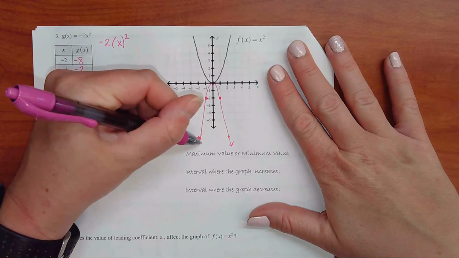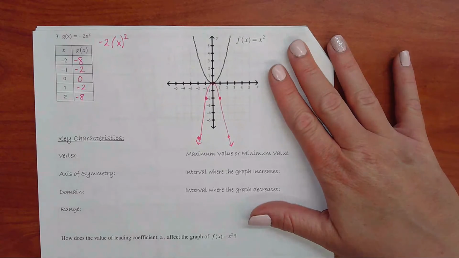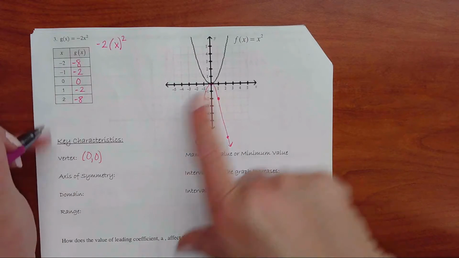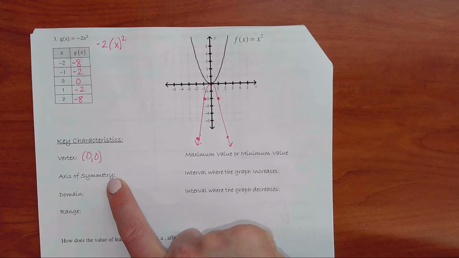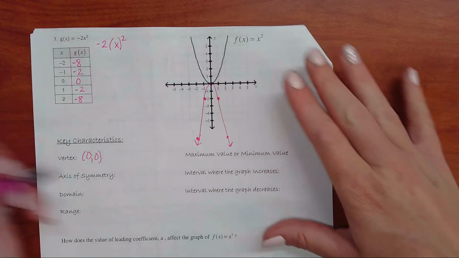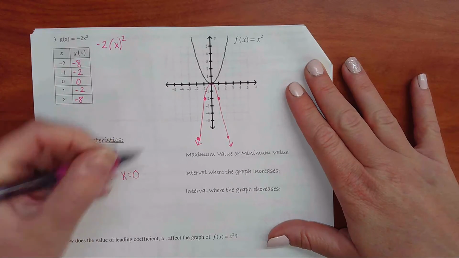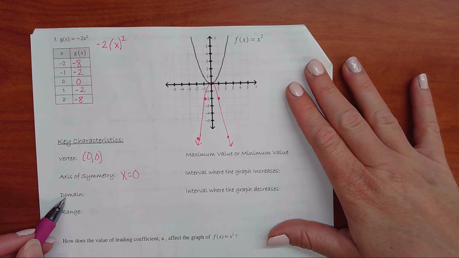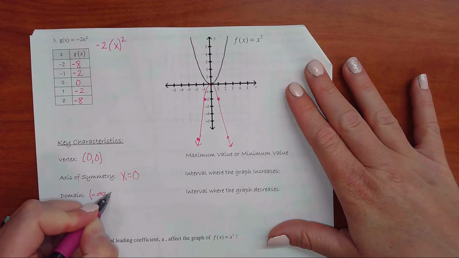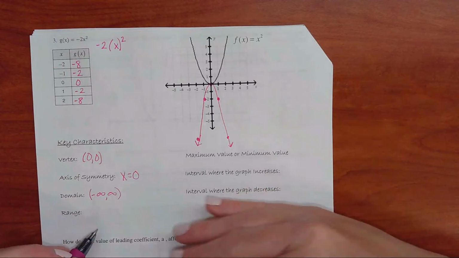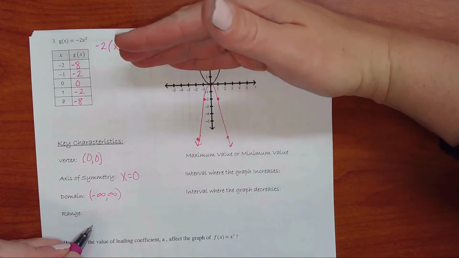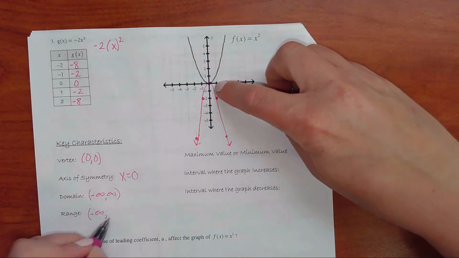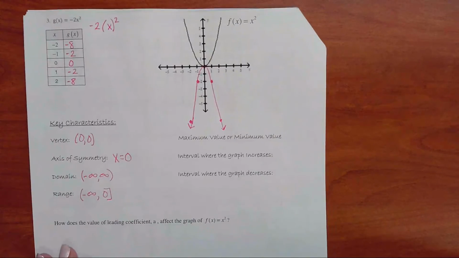So this one is a little different. So key characteristics on this one, vertex is still 0, 0. The axis of symmetry is going to be x equals the x value of your vertex right here. The domain is always going to be -infinity to +infinity. Now the range, how low does it go, comma, how high does it go? How low does it go? We don't know. How high does it go? 0. So these ones, the range will be different.